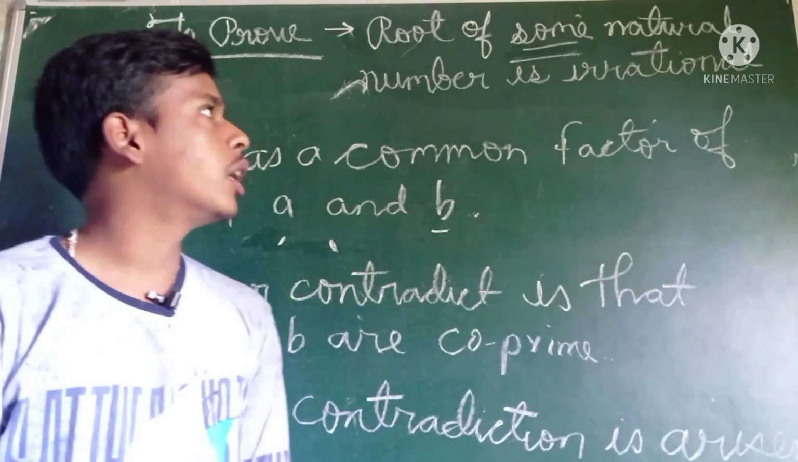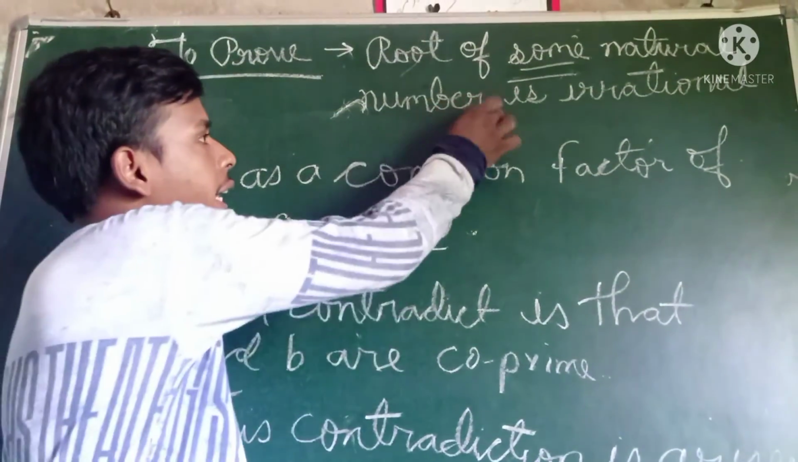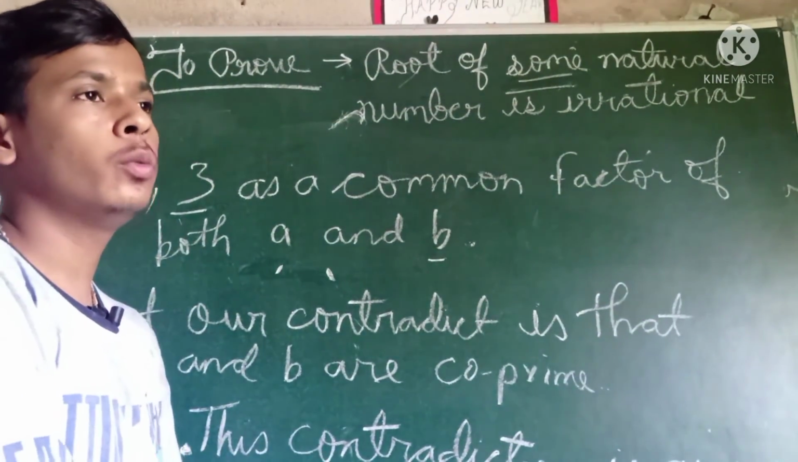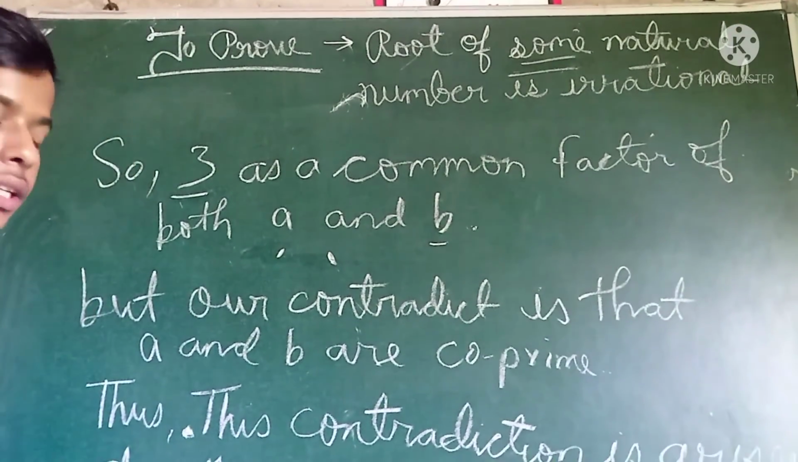So the roots of some natural numbers are irrational numbers. We have to prove it just like we have proved here.